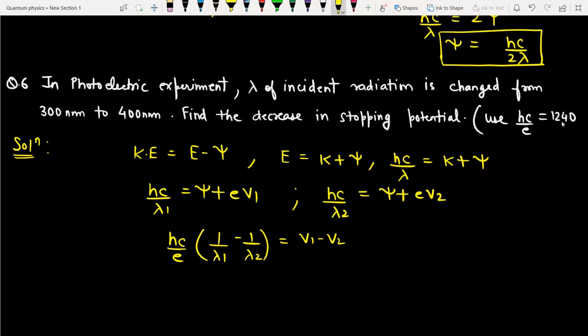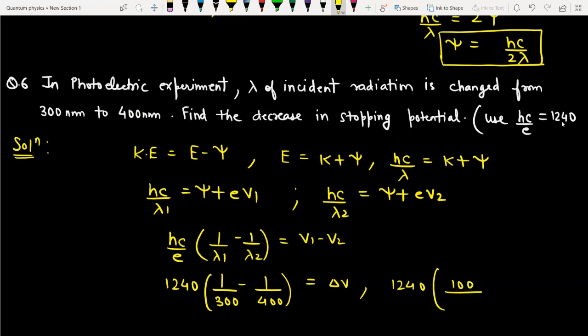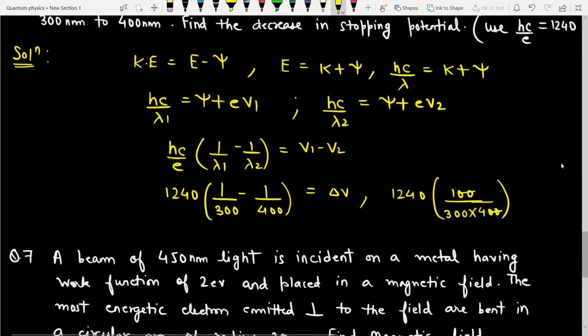Now we have been asked to use hc over e as 1240. So we use 1240 times (1 upon lambda 1, which is 300, minus 1 upon lambda 2, which is 400), and this is the delta V, the change in the stopping potential. We take the LCM: 1240 into (400 minus 300), which is 100, over 300 into 400. Whatever this is, you may calculate, and I think this 0 and this 0 cancel off. Since there is no space left, you can calculate this expression. It will come out to be in some electron volts.